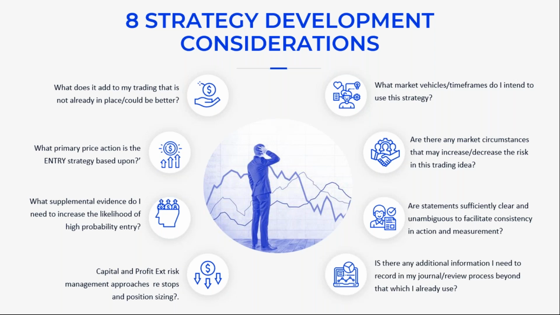And of course, is there any additional information I need to record in my journal or review process beyond that which I already use? So it may be that if you're only trading one strategy, then you may not be recording the strategy you're using. But if you're starting to trade 3 strategies, as I said, one of the powerful things you can do with your measuring is measure one strategy's performance against another, and then try and match it to market conditions, and that'll help you feed back into number 6 there about what market circumstances may or may not work.